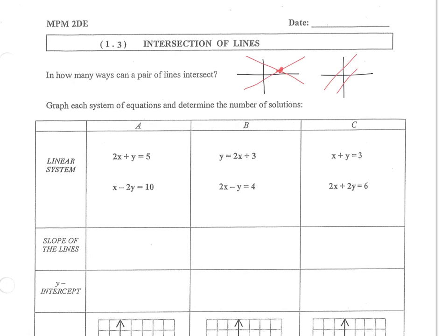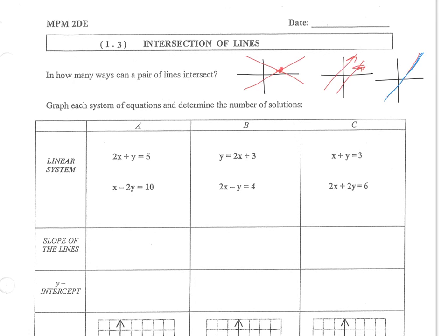two lines and they never intersect because they're parallel, okay? Or you can have two lines and they actually sit on top of each other, and that means there's an infinite amount of solutions. So we're going to look at equations of lines and what needs to be the same, what needs to be different. And again, we're talking about slopes and y-intercepts and how they're related to how many points of intersection there are.